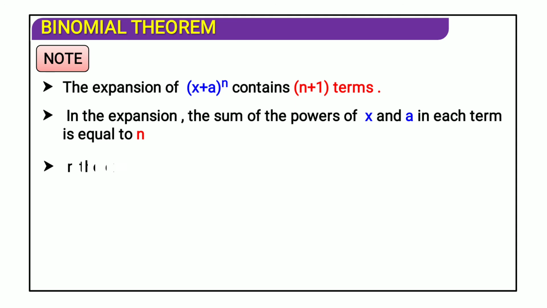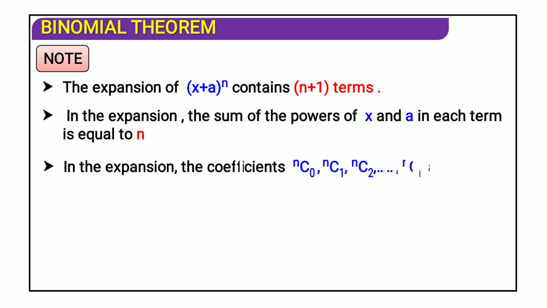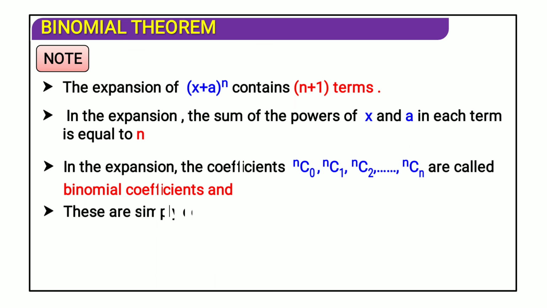See, in the expansion, the coefficients nc0, nc1 and ncr are called binomial coefficients. These are all simply denoted by ncr. Okay, hope you got this.